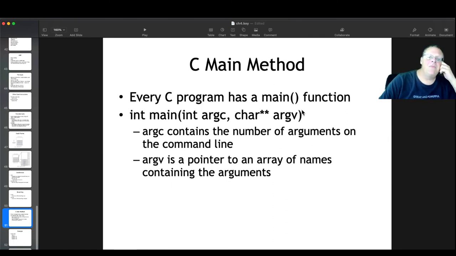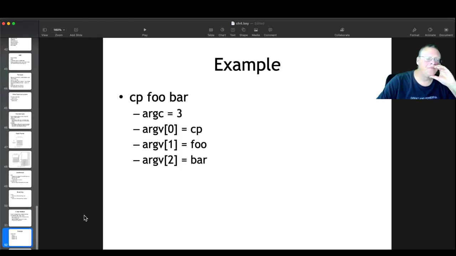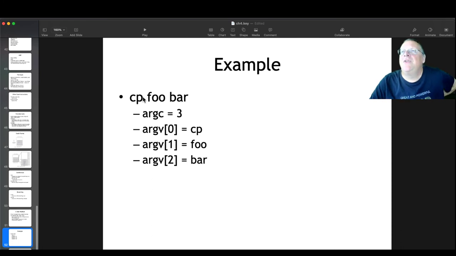So every C program has got a main function like this, a main, which is how you enter, and then it has an argument count and an array of argument values. That's the normal way you enter. So this is a C program. All the command line commands you see in Unix or Linux are written in C. So cp foo bar will copy the program foo to the program bar. It has three arguments. The first one is cp, the command itself, then foo, and then bar.